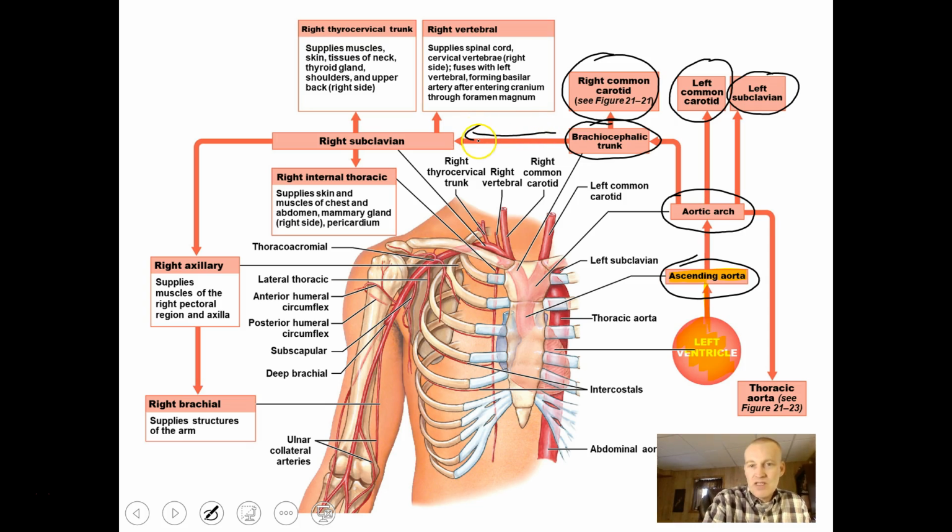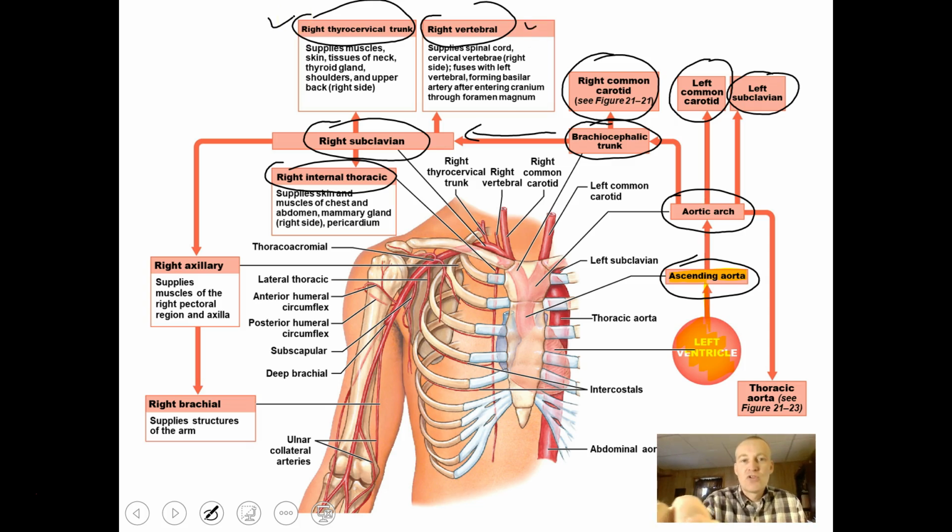Going on down, the brachiocephalic trunk is going to branch into, or become, the right subclavian. So the right subclavian will come into and eventually feed the right arm. Coming off of that, we have the various vessels that are going to feed various parts of the body. We have the right internal thoracic, the right thyrocervical trunk, and the right vertebral trunk. Those vessels will come off of the right subclavian.